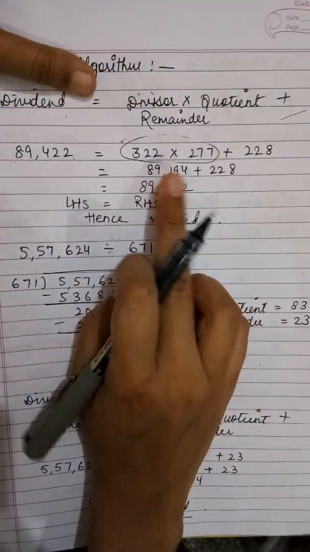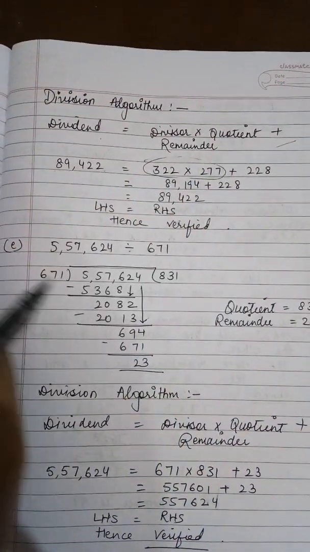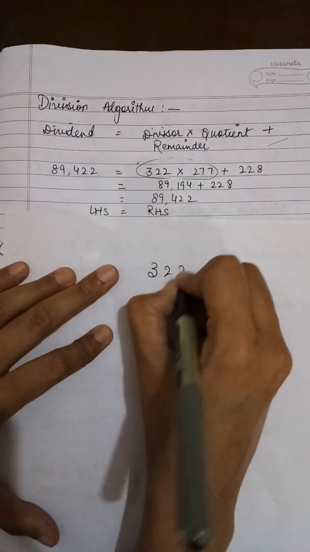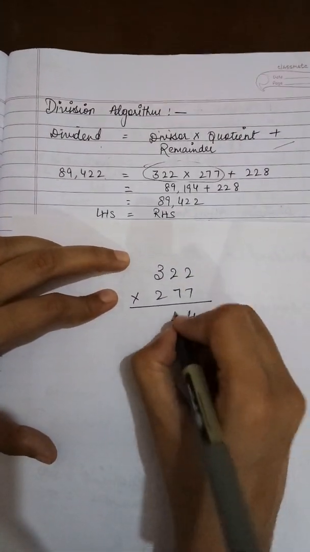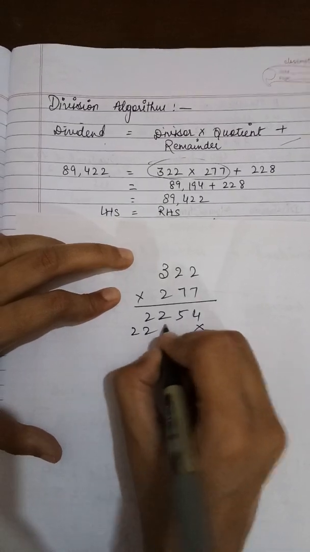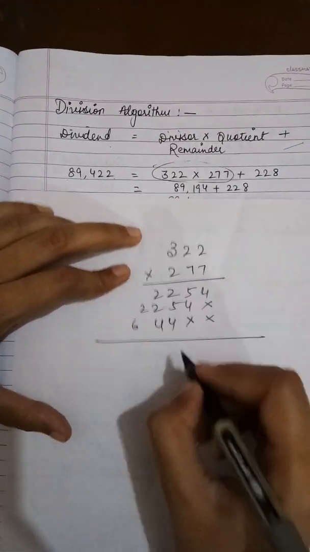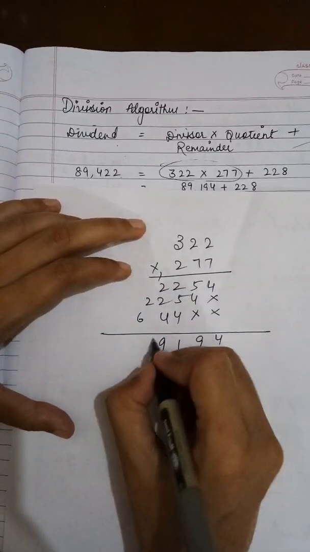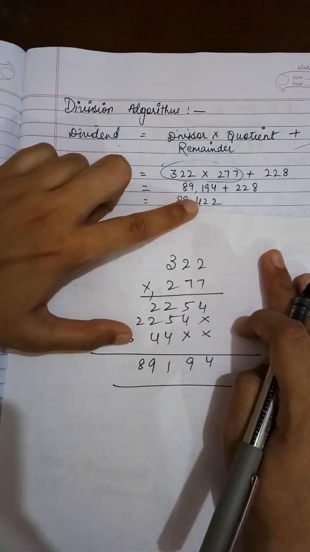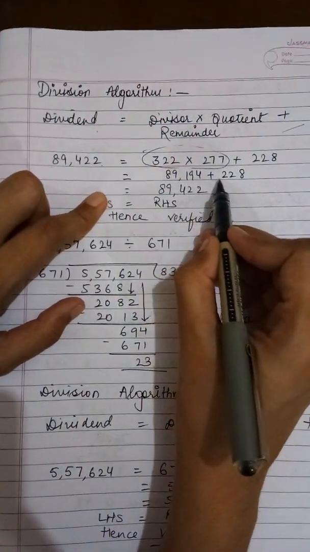I hope that you all know how to multiply such big numbers. I should not explain it, but still, 322 times 277. When you multiply it, 2 7s are 14, 5 1 2 2, then again 2 2 5 4, then 6 4 4, 4 9 11. So it is coming 89194, right? And what was left? 228. So I'm going to add here 228.